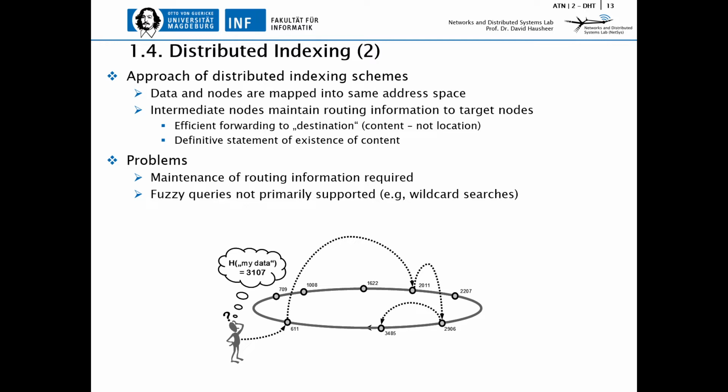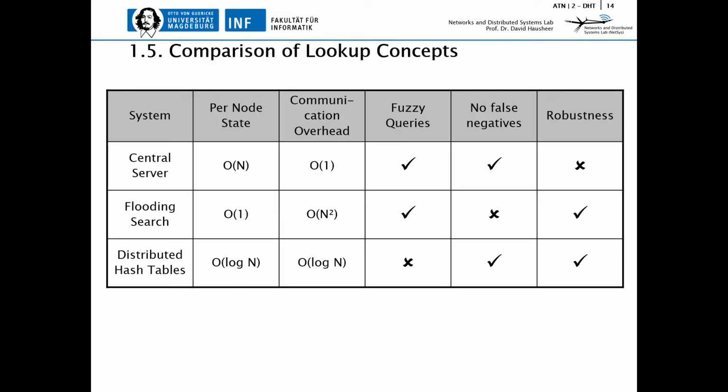Mainly, the routing information that is necessary to route queries in the network needs to be maintained. It needs to be updated whenever the network changes, for example, when new nodes join the system or when some nodes leave the network. Additionally, fuzzy queries, that means, for example, wildcard searches, are not generally supported. They can be supported, but that requires additional mechanisms that can become quite complex.